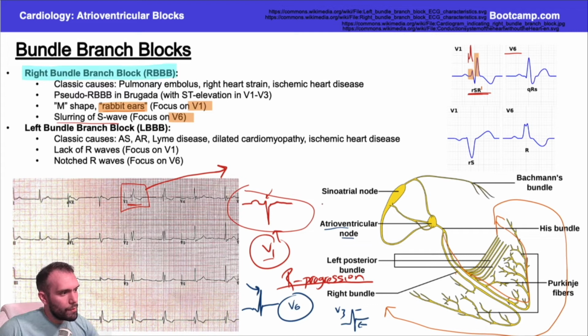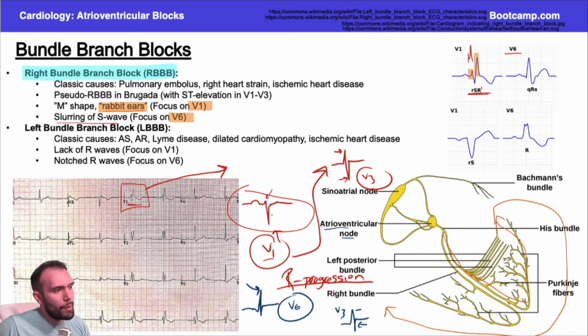By the time you get to V3, somewhere in the middle here, you'll see something like this. That's what a V3 would look like. It's going to be a mixture of this R wave and this S wave. And by the time you get to V6, it's going to be a pretty dominant R wave. But in V1, you really don't see high amplitude R waves like you see here in the patient that has a bundle branch block.